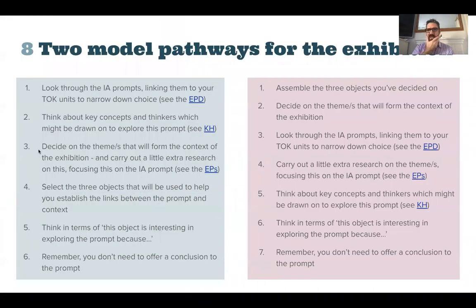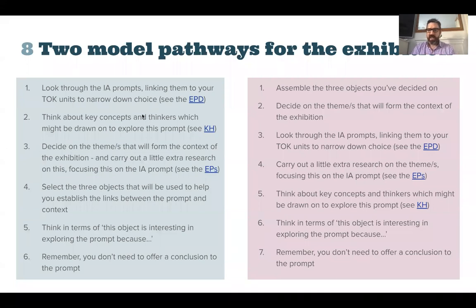So this takes us to a couple of model pathways for the exhibition, and like I say, this can seem a little bit contrived, coming up with, this is how it's done. I think in reality, it might be a combination of both of these ways. For example, the first pathway on the left-hand side starts with choosing the IA prompts. The pathway on the right-hand side starts with the 3 objects. Maybe a student has 1 object that they know they'd like to do, but then they need to choose the other 2. So, in combination, this might help students to understand a possible step-by-step approach to doing the exhibition. I don't know whether I need to read through this.